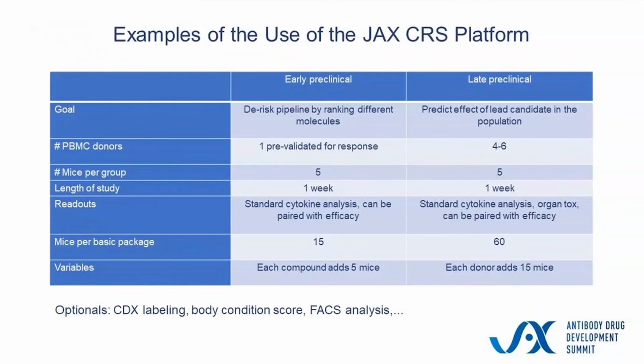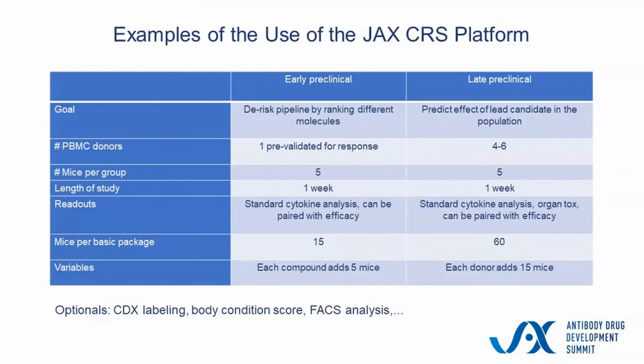So how would you use this CRS platform? You can do early preclinical and late preclinical. For early preclinical, you can de-risk your pipeline for ranking different antibodies or molecules. You only really need 1 or 2 PBMC donors, only 5 mice per group. The length of the study is 6 to 10 days. In this readout, you can get a standard cytokine release, and you can compare with efficacy. So efficacy and cytokine release at the same time. You only need 15 mice for the whole study. And once again, if you add more compounds, it's only 5 more mice per group for each group that you add.